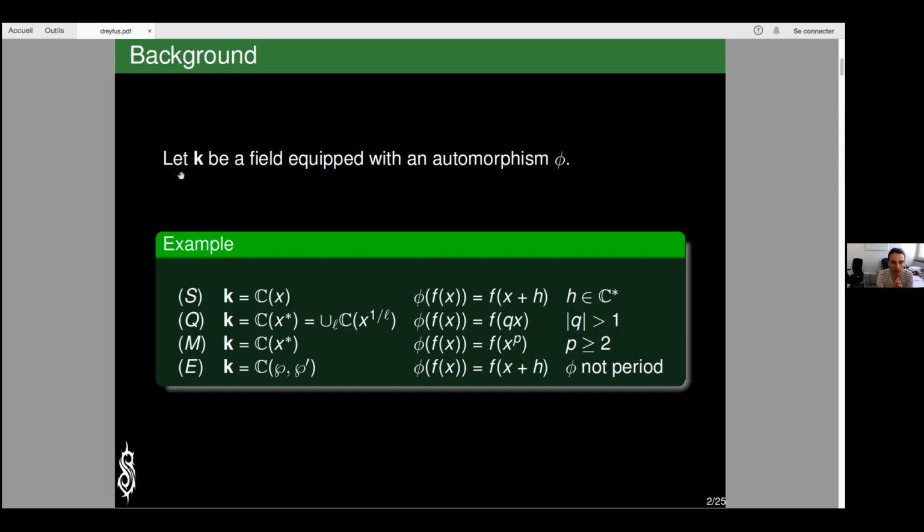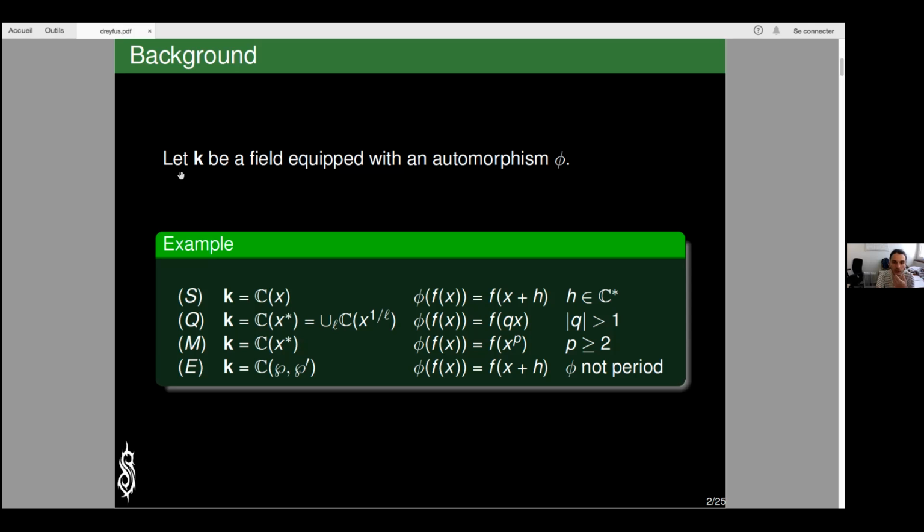You can consider the general problem, or you can have in mind some concrete example. The most reasonable example is the shift case. So K will be the field of rational functions, and the automorphism is just a shift. You map f of x to f of x plus h, where h is a complex number. We want phi to be not cyclic, so h will be non-zero here.